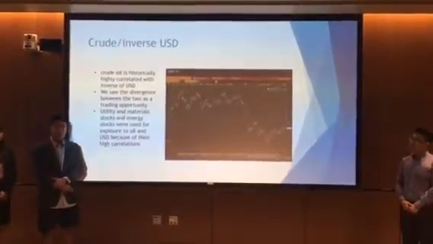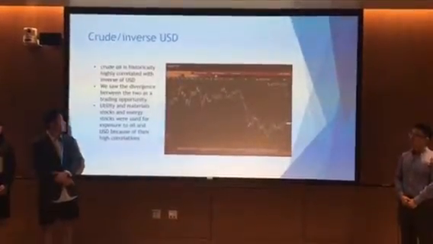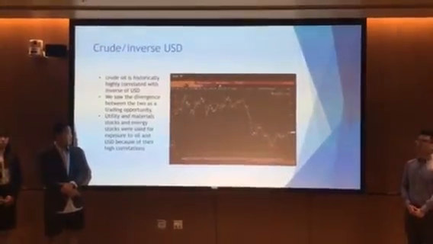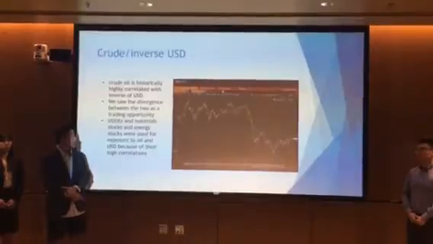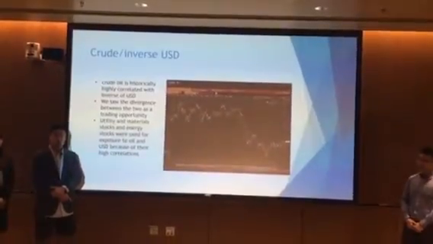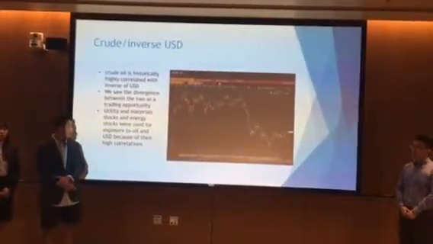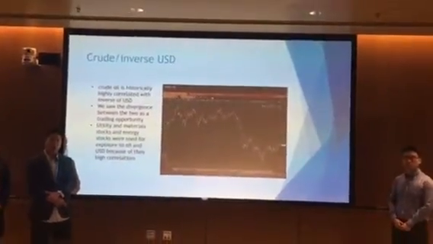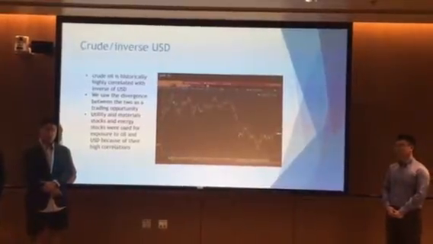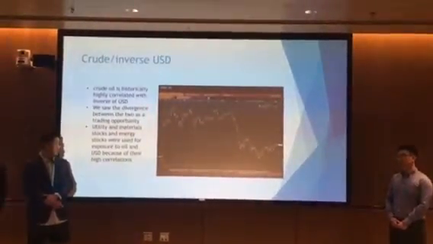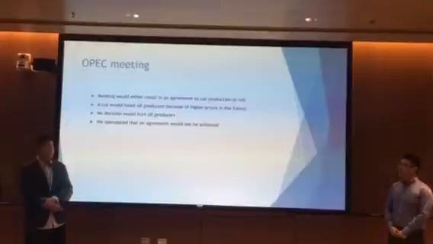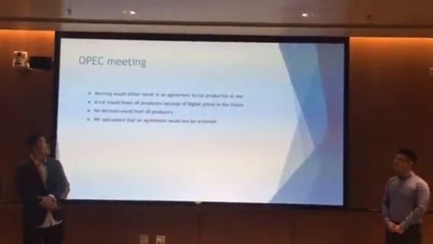And the next trade is the crude oil and inverted US dollar divergence. We discovered this because these two securities are extremely correlated historically, and we decided to use energy stocks as our proxy for the crude oil price, and materials and utility stocks as our proxy for the inverted US dollar price. So we went long utilities and materials and shorted the energy stocks to capture that divergence and wait for the convergence to happen. This trade is still ongoing, so we don't have the results yet. Next, I'm going to hand it to Cicely to talk about the OPEC meeting.